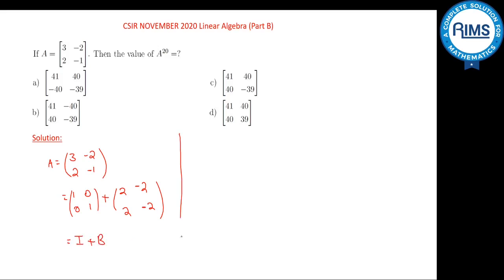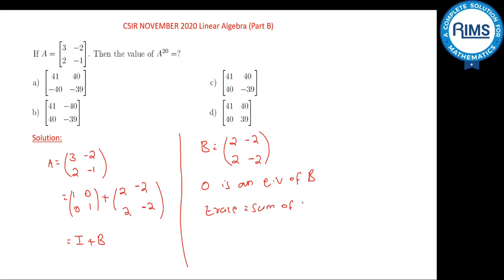Okay, now consider the matrix capital B. What is B? B equal to 2 minus 2, 2 minus 2. Here each row sum of B is 0, that is 2 minus 2 equal to 0, 2 minus 2 equal to 0. So 0 is an eigenvalue of this matrix. 0 is an eigenvalue of B. And we know that trace of a matrix is the sum of the eigenvalues. Trace equal to sum of eigenvalues.